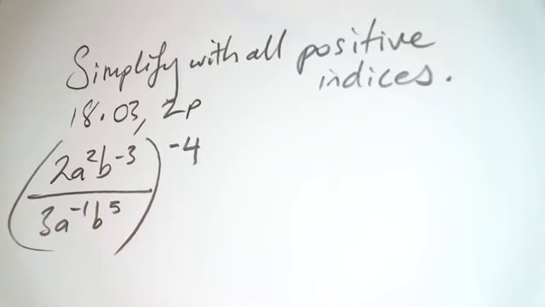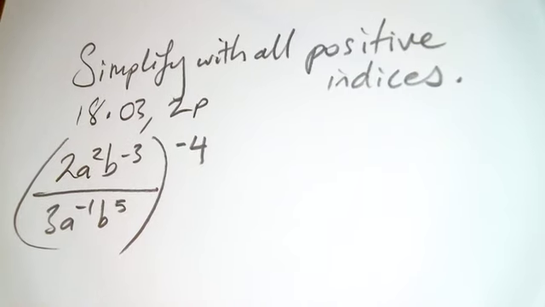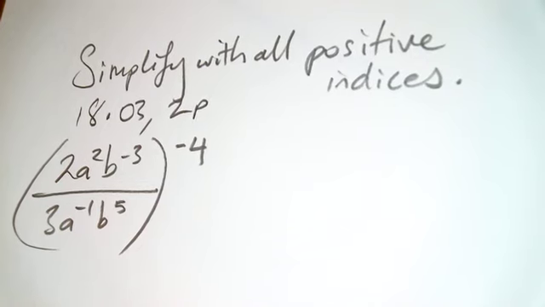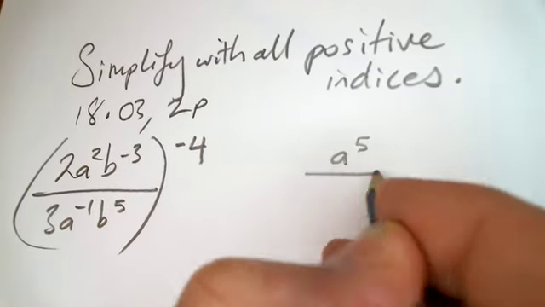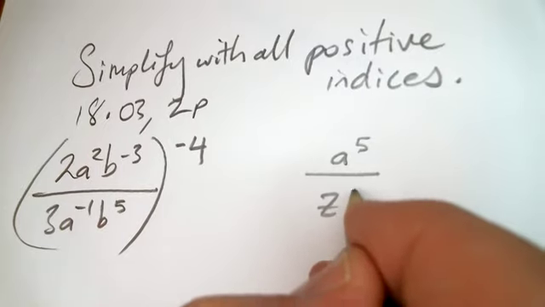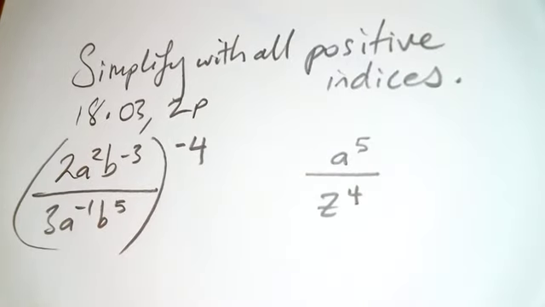Question 1803, 2p. This is one of the trickier ones on the page, but again, you just need to follow the rules here step by step. And there's a few traps here, if you like, for young players. The first one is, and it's a really easy one to resolve, if I've got a to the 5 on z to the 4, that's what I've got, and that's expressed as positive indices.